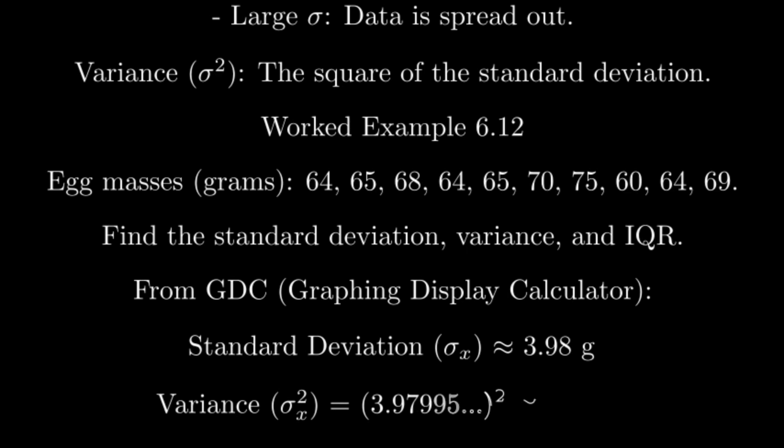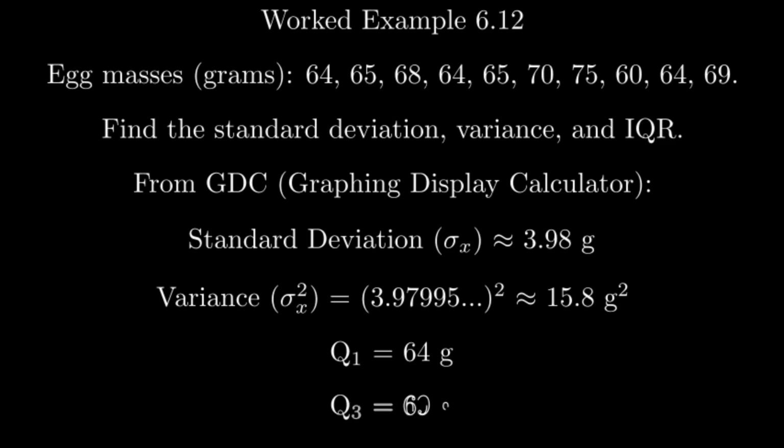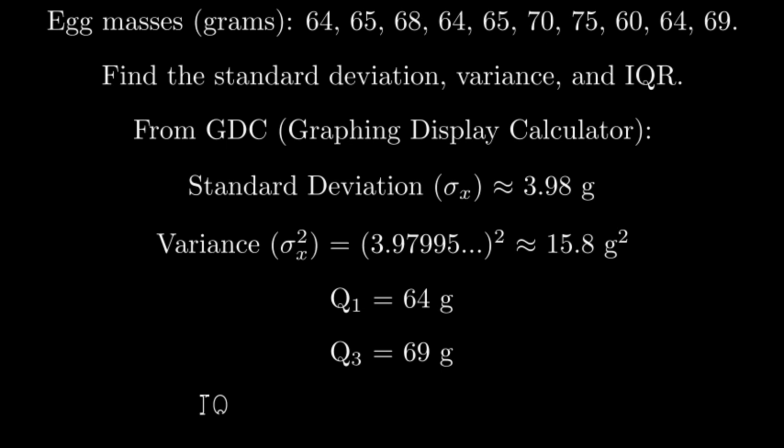The units would be grams squared, which is a bit strange, and it's one reason we often prefer to talk about the standard deviation. The calculator also gives us the quartiles. The calculator output shows that the first quartile Q1 is 64 grams and the third quartile Q3 is 69 grams. So the interquartile range is Q3 minus Q1, which is 69 minus 64, giving us an IQR of 5 grams. The middle 50% of the eggs have masses within a 5-gram range.